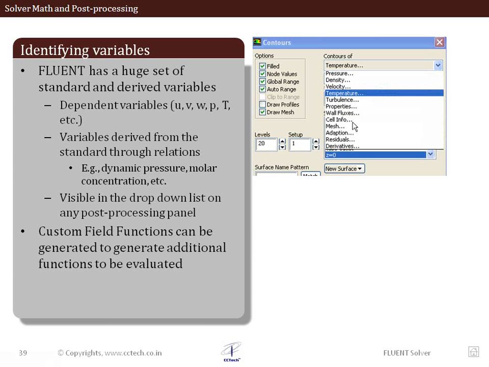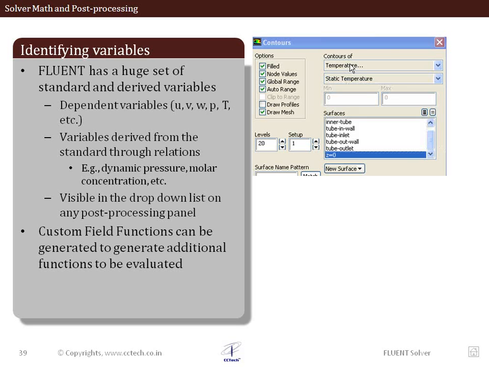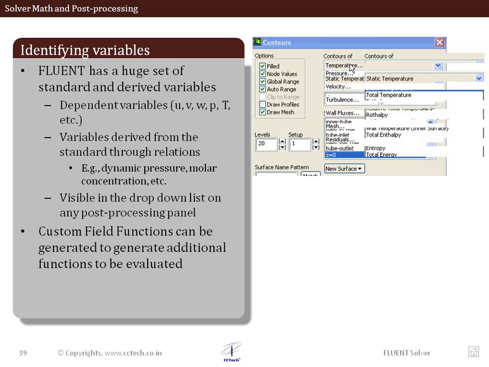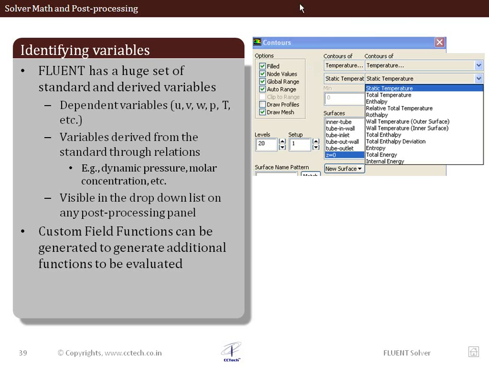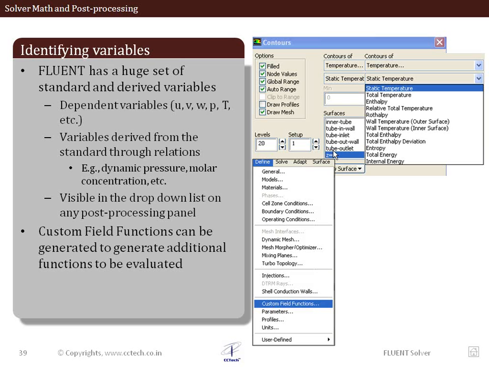Some of these quantities you can see here, for example, contours of temperature, and once you select temperature, we can select what kind of temperature you want, the static temperature or the total temperature. So you have a lot of derived variables available in ANSYS Fluent as well, and you can plot them on different surfaces, either isosurfaces or the locations which you have just generated in the previous step.